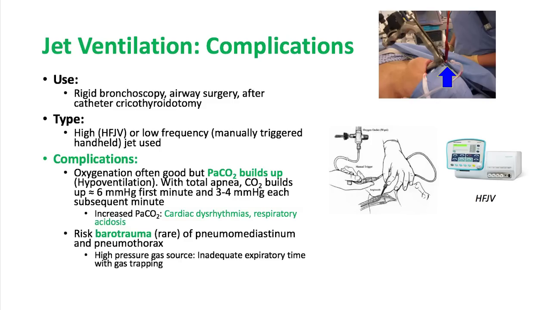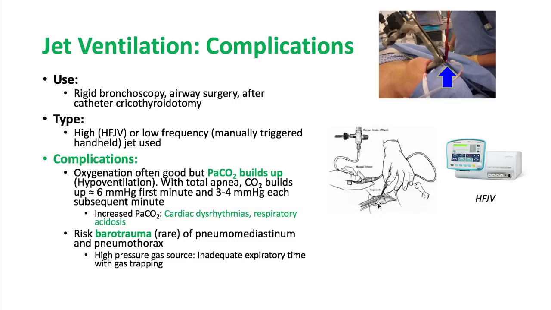The manually triggered jet device is shown on the far right, in this case with an angiocatheter through the cricothyroid membrane into the trachea, and you're depressing a device that's releasing a high-pressure jet into the trachea through that catheter. The device on the far right is the example of a high-frequency jet ventilator, often used now in ENT surgery such as tracheal resection surgery.